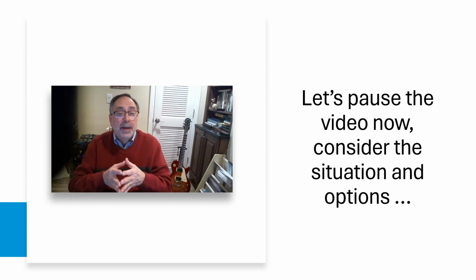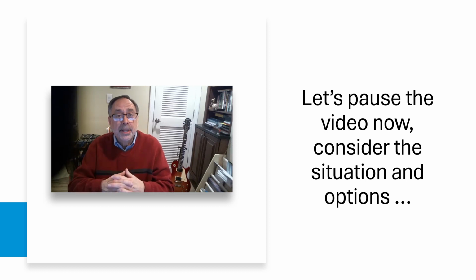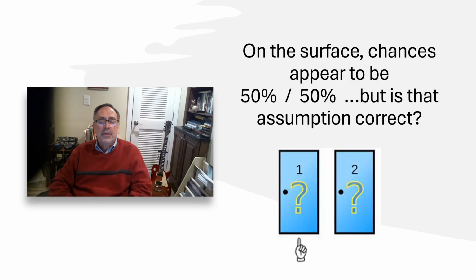Okay, so let's think about it. Let's think about the situation in the beginning when there were 3 doors, and now that there are 2 doors that remain, because one is obviously out of play since we know there's a goat there. So let's think about the possibilities and the probabilities that are left with these 2 situations. On the surface, it looks like there's a 50-50 chance of winning if you pick door number 1 versus door number 2. But is that assumption correct?